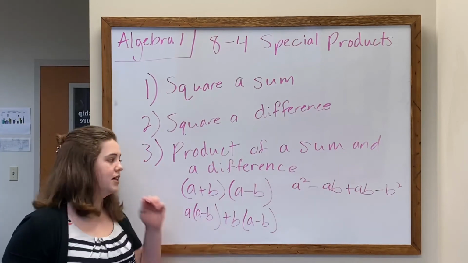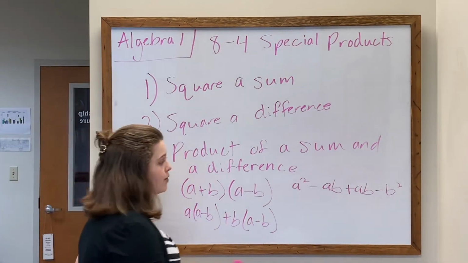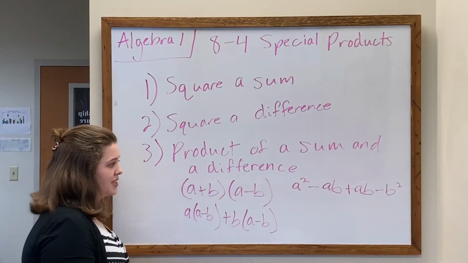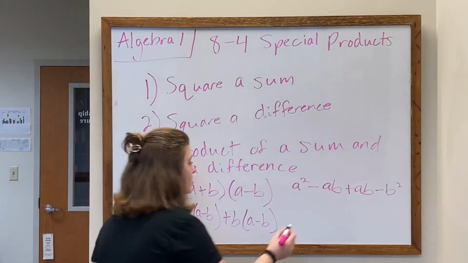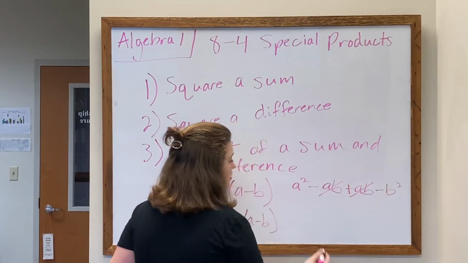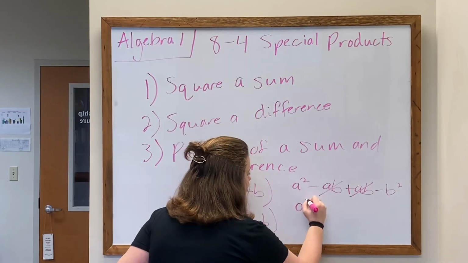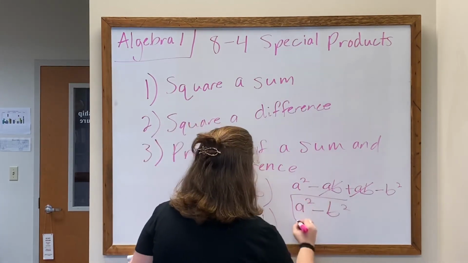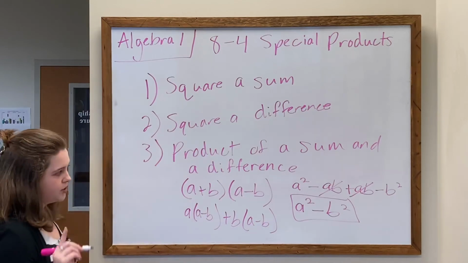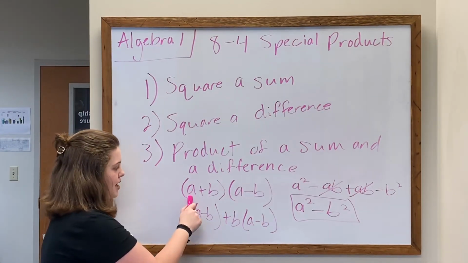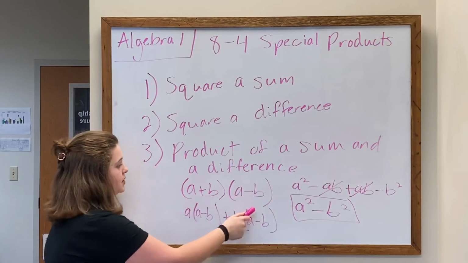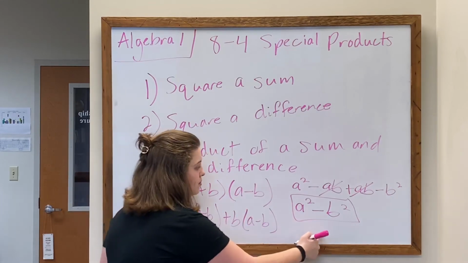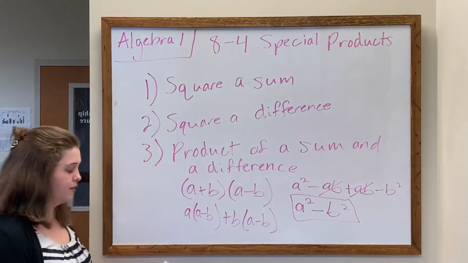Now we're almost done. We've got some like terms, but notice this time we have a minus ab and a plus ab. Now if we have minus ab plus ab, those are actually going to equal 0 and cancel each other out. So we're left with a squared minus b squared. So whenever you see a problem that's like (a plus b) times (a minus b), a sum times a difference, it can be simplified down to a squared minus b squared, and you don't have to do all of these multiplication steps.